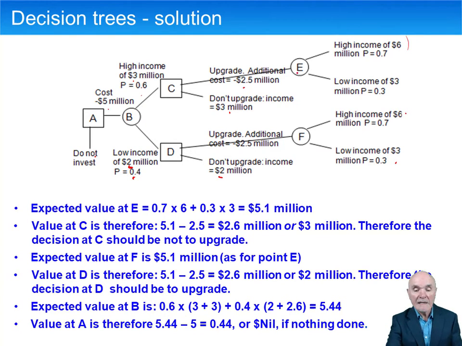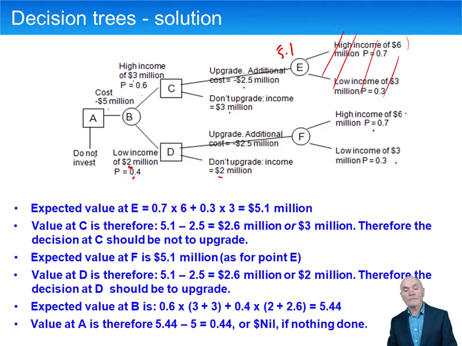So if you look at E here, the expected value of E is determined by these two. So it's going to be 0.7 times 6 plus with a 0.3 chance getting 3 million. Comes out to 5.1 million. And to all intents and purposes, we can put 5.1 in here. Okay? It's as though this here was simplified down to the 5.1.